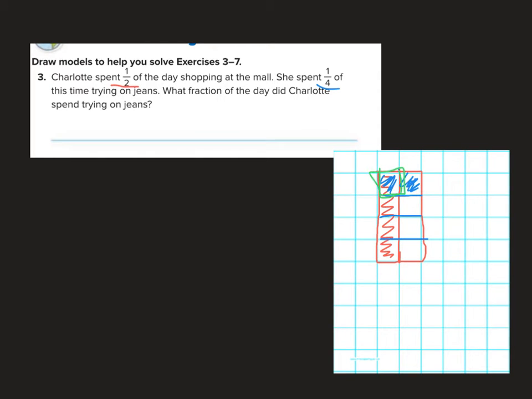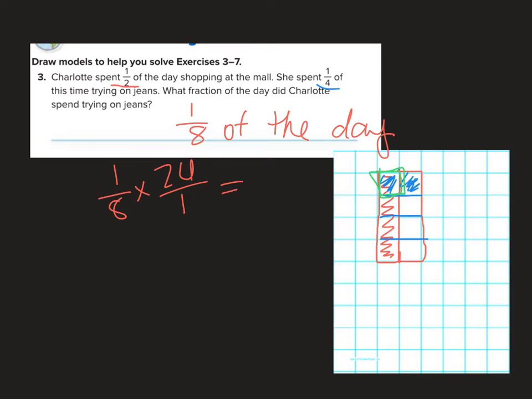One spot is overlapped. And so 1 is overlapped out of how many total pieces? There are 8 total pieces. So 1/8 of the day. Yikes. What's 1/8 of the day? 1/8 times 24 hours in a day equals 24 over 8, or 24 divided by 8, or 3 hours trying on jeans. She spent 12 hours at the mall.